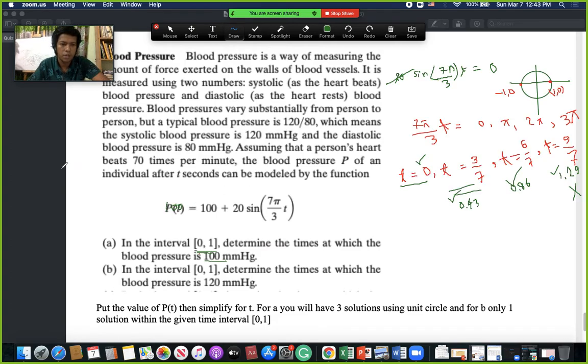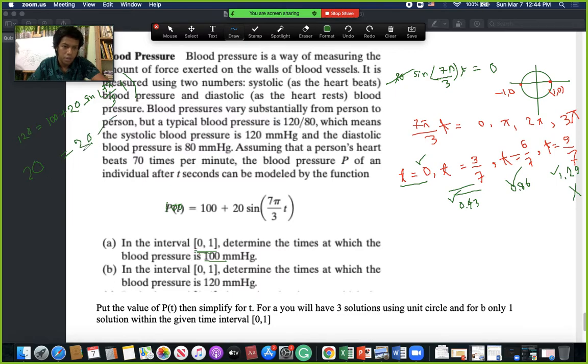Let's keep it so that we can refer to both of them. So this is 120 on this side, equals 100 plus 20 sine 7 pi divided by 3 into t. Then 20 goes to this side, and it becomes 20 equals 20 sine of that.